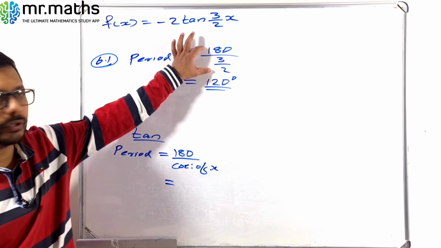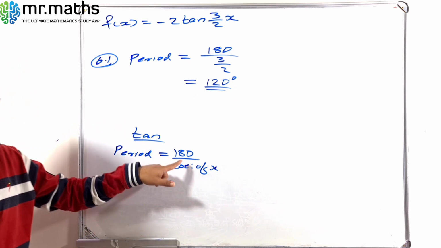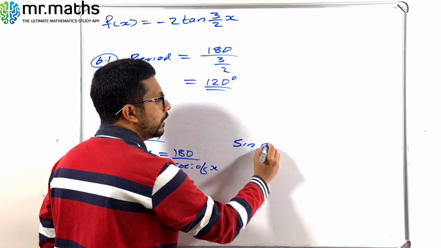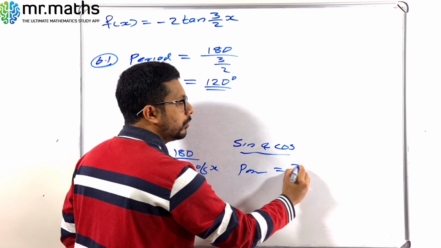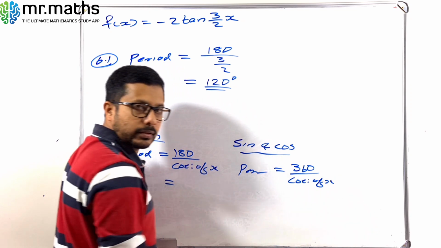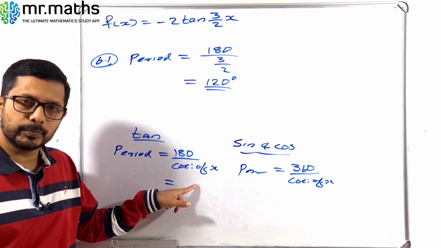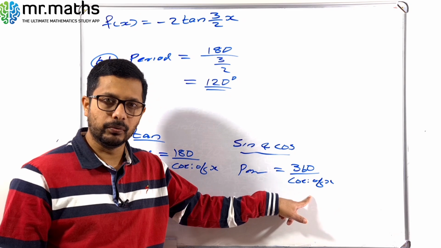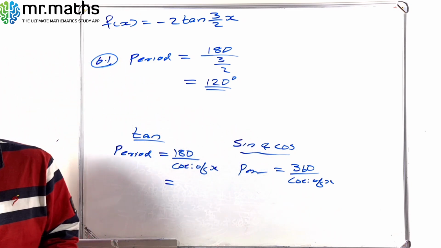Okay, you can find the answer in your calculator. You will get 120. So this is the formula for tan: 180 divided by coefficient of x. So what about in case the question is based on sine or cos, what is the formula to find the period? Period is equal to 360 divided by coefficient of x. Okay, that's the only difference. In the case of tan, period formula is 180 divided by coefficient of x. In the case of sine or cos, 360 divided by coefficient of x. Okay, so that is 6.1. Now let's move to the next question, 6.2.